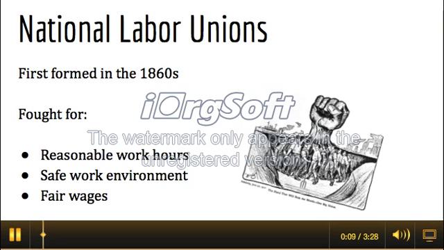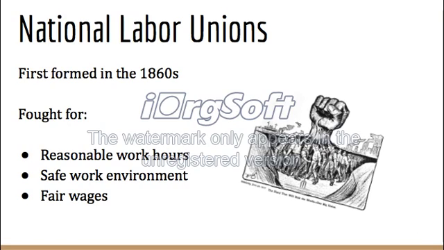National labor unions were developed to protect workers. They were first formed in the 1860s, and the first national labor union was quickly unsuccessful. It did leave a legacy, however, and it raised an awareness to working conditions and problems. Unions use collective bargaining, which is negotiating as a group for higher wages or better working conditions.